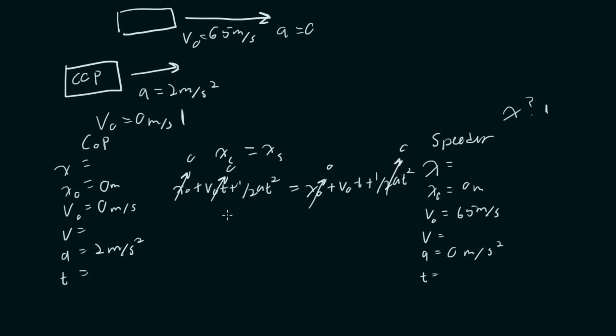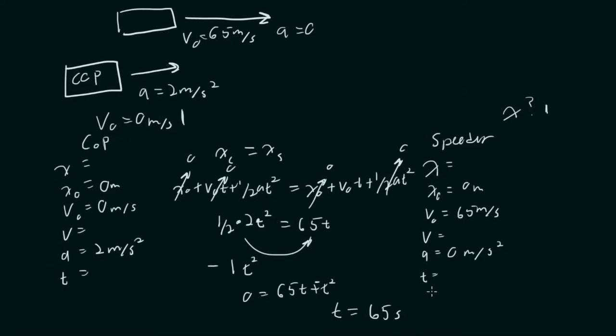And then we plug in our values. We've got 1/2 of 2t squared equals 65t. So let's move this guy over here. So we're going to subtract 1t squared from both sides, and we end up with 0 equals 65t plus t squared. So let's find that. I misspoke. This should be negative t squared. But when we do that right, I get 65 seconds.